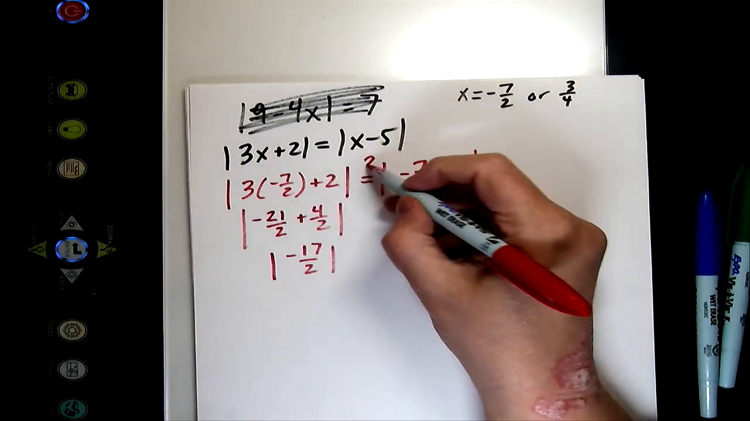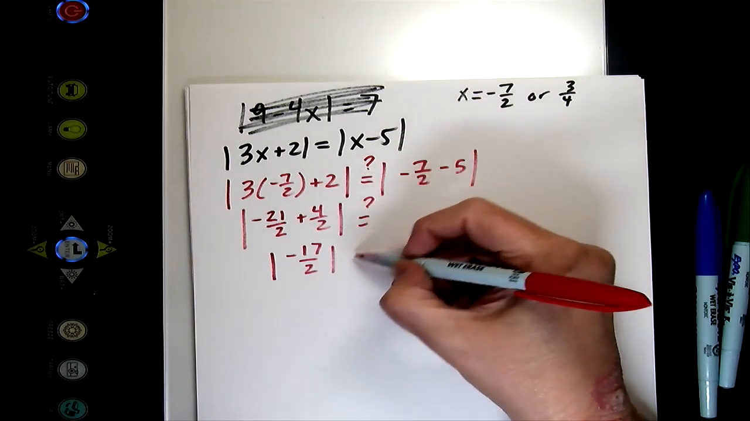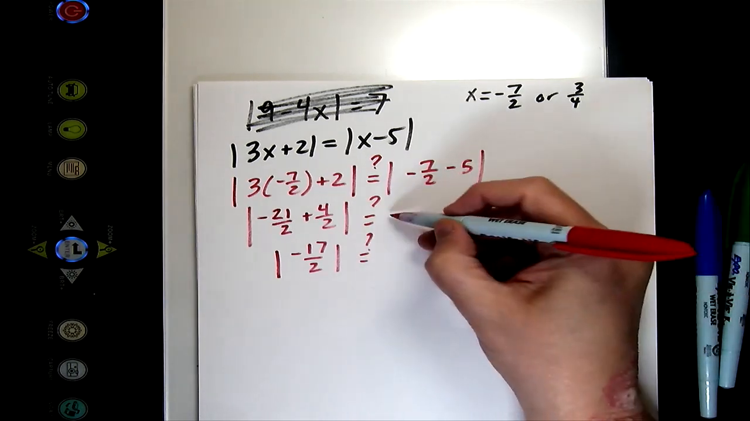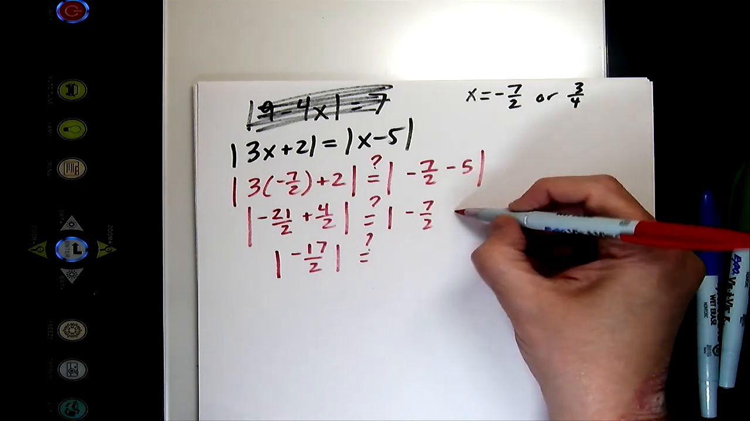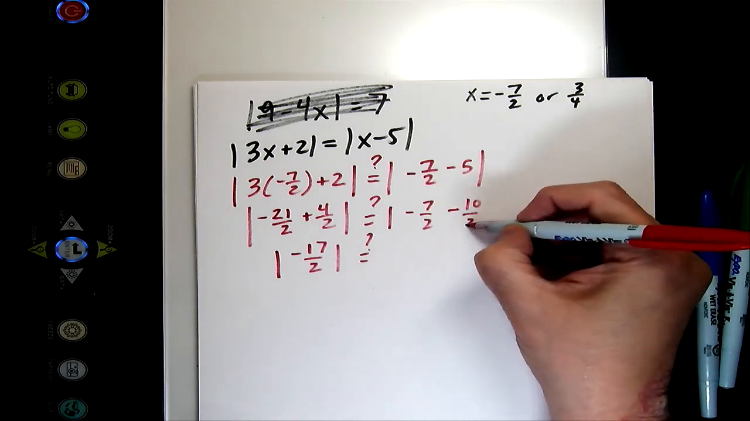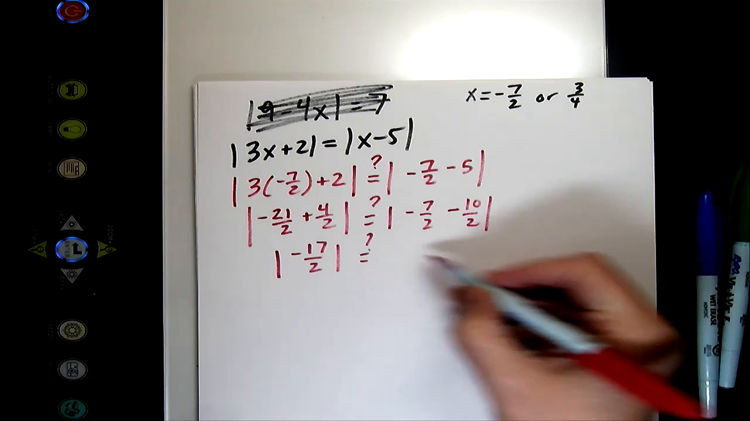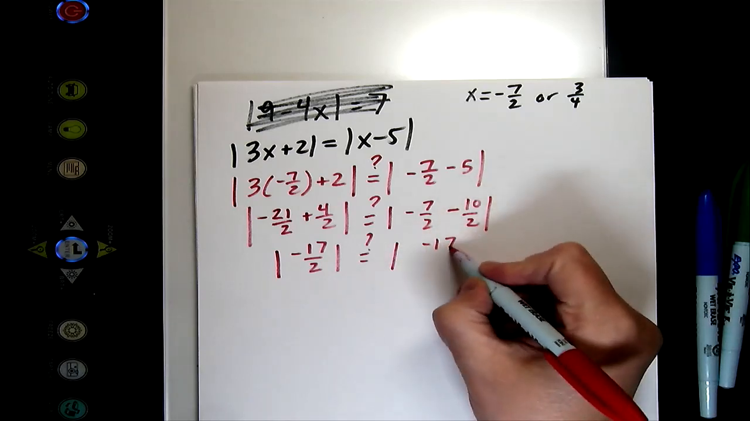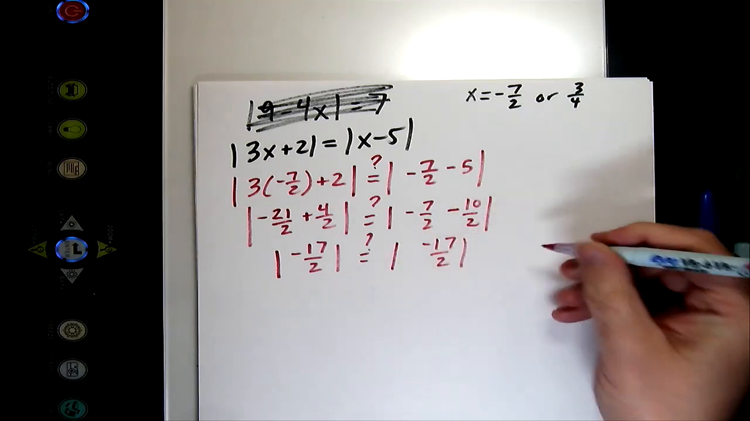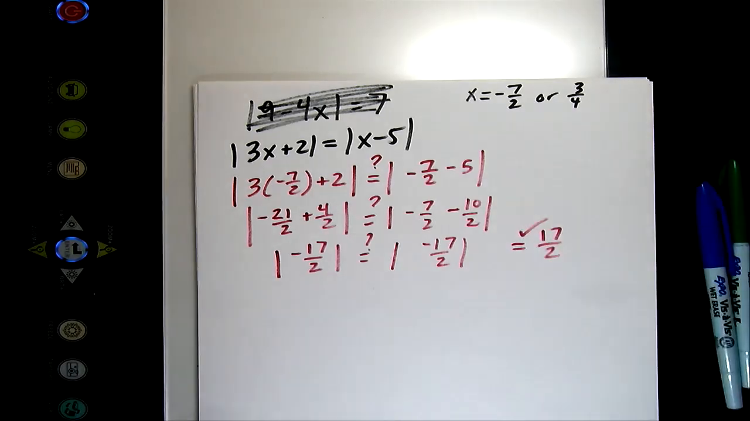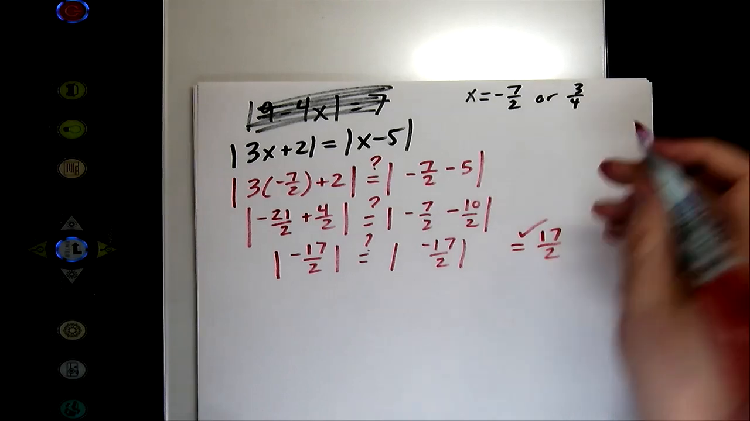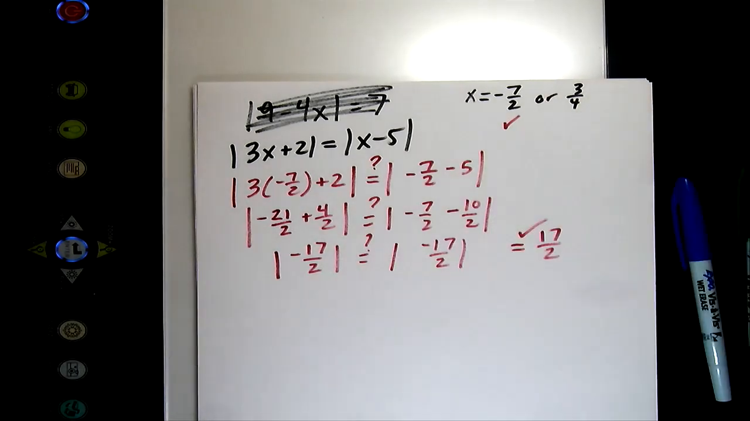And I'm checking these, so I'm gonna put in a question mark sign. If I do the right side, if I get a common denominator over there, -5 is -10/2. And if I put those together, I've got -17/2. Bam, those both equal 17/2. X equals -7/2 is a valid solution.